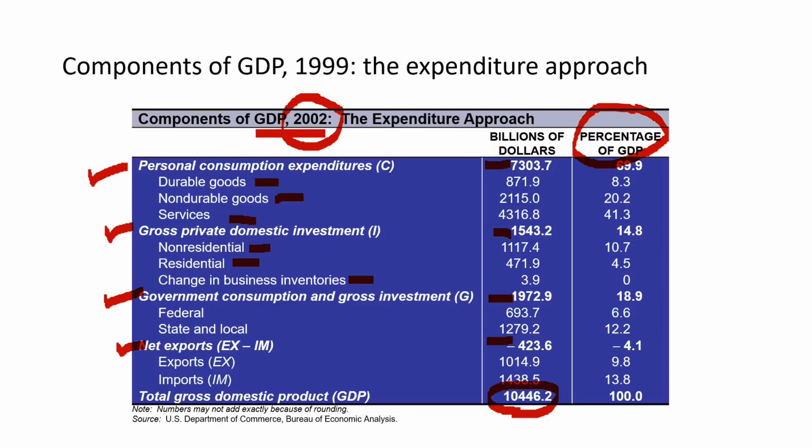Let's take, for example, personal consumption expenditure, which is equal to 7,303. We divide this amount by the total GDP, which is 10,446, and we get 69.9% as a percentage of GDP. If you notice, household final consumption expenditure is typically the largest component of final use of GDP, representing 69.9% of total GDP. You can calculate the same for the remaining categories. Basically, you take the total of each category and divide it by the total GDP in order to calculate the percentage of GDP.